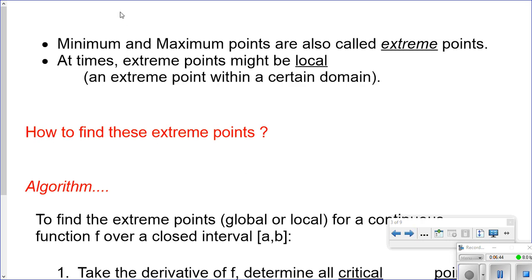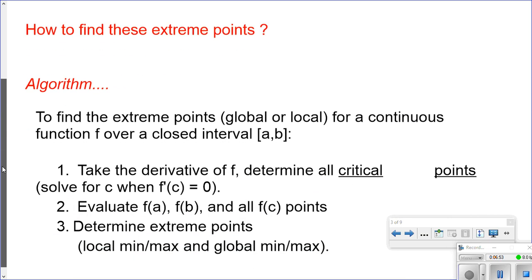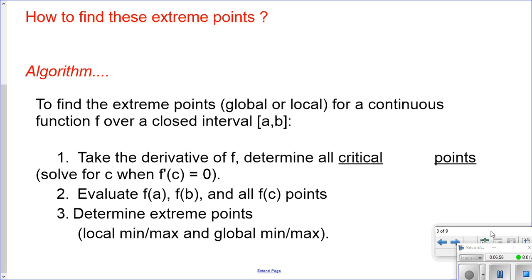Maximum and minimum points are called extreme points, and at times extreme points might also be local. They're within a certain domain. So how do we find them? Here's a little algorithm for finding these.